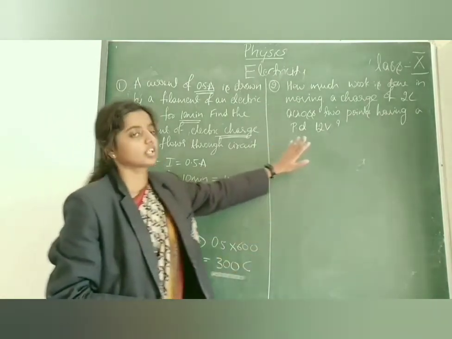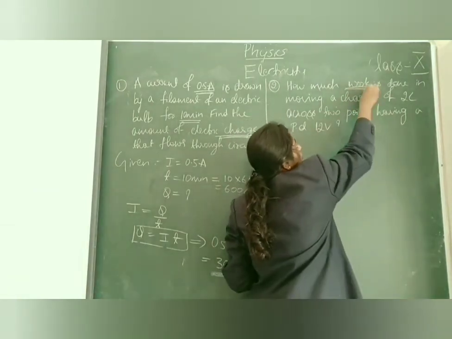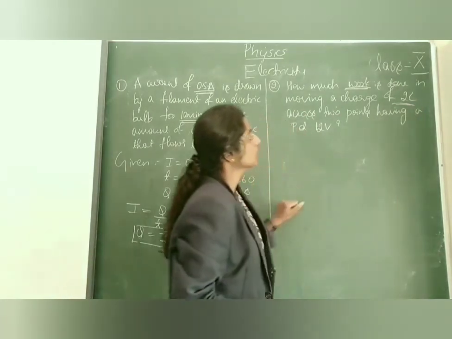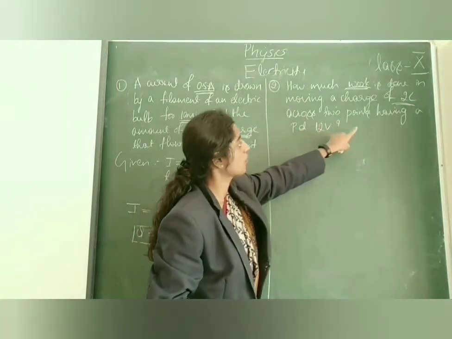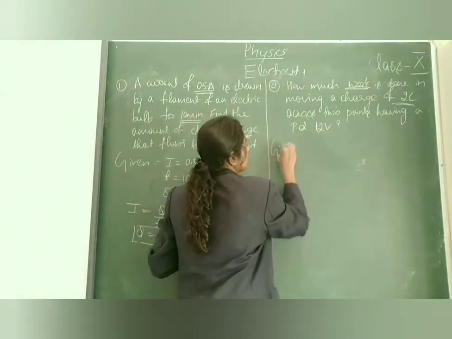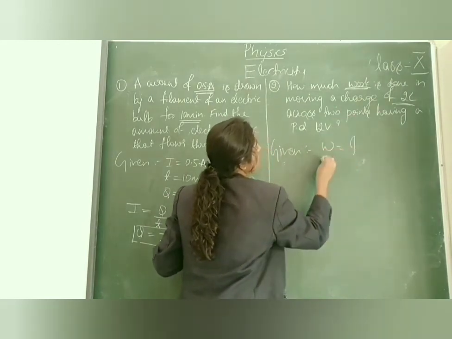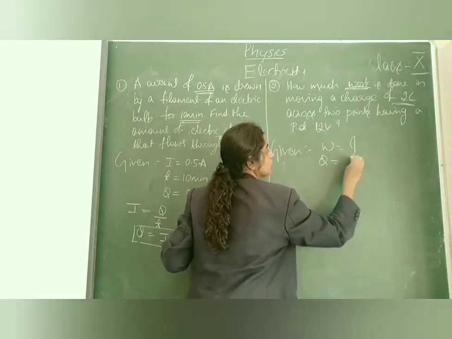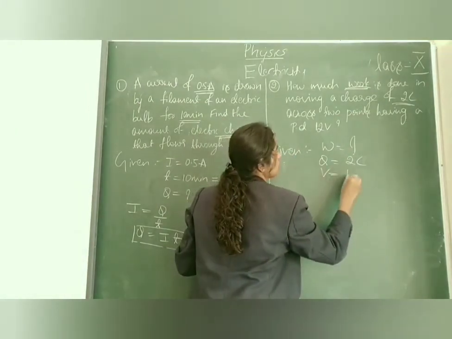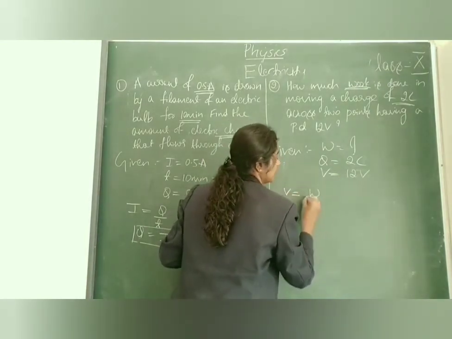Now, look at our second problem. How much work is done? We need to find out the work done in moving a charge of 2 coulomb across 2 points having a potential difference of 12 volts. Here, in the given things we have to find the work done. They have given a charge of 2 coulomb and potential difference, that is V is equal to 12 volt. And our formula is V is equal to work done by charge.